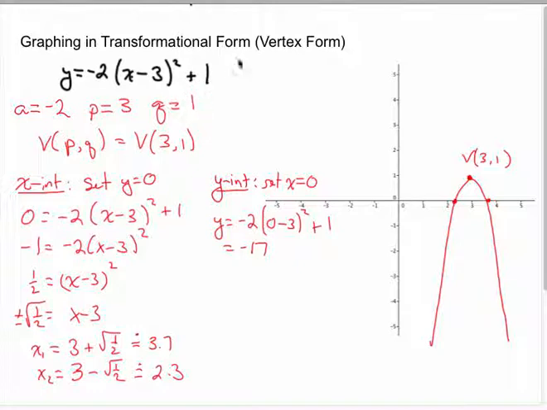So if you're trying to graph from transformational form, find the vertex, that's the easiest part. Then find your x-intercepts, and that'll give you 2 more points. And maybe find the y-intercept, or if the question is only asking you to find certain things, you don't have to necessarily find the y-intercept. Maybe you do. That'll give you a nice check as to whether or not your graph looks reasonable. So there you go. The quick and easy way to graph a parabola if you're given the equation in vertex form.